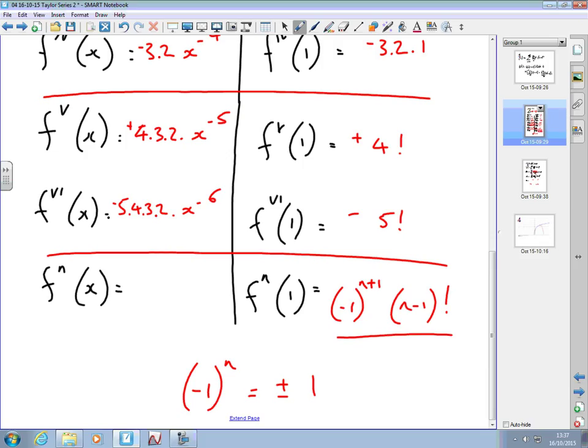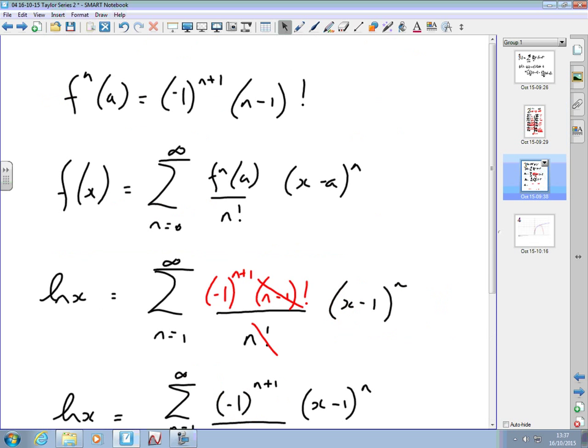nth derivative. So now I can put these back into the Taylor series. What I'm after, if I look at the Taylor series, is this, that nth derivative at a. So a is 1 in this case. So I know what the nth derivative is at a. It's this. So I can now write my log function as the sum.